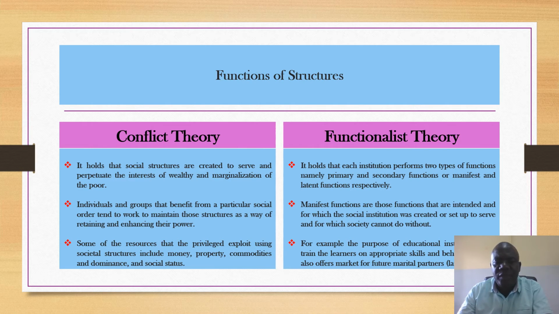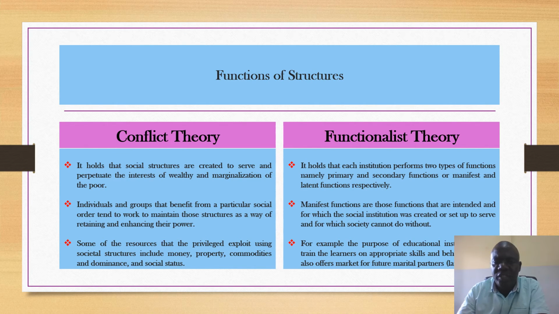is maintained. Any attempt by the proletariat to gain access to wealth, resources, and privileges so that they be at par with the bourgeoisie is resisted strongly. And some of the resources that the privileged exploit include money, property, commodities, dominance, and even social status. So that's the position of conflict theory with regard to the functions of the structures.